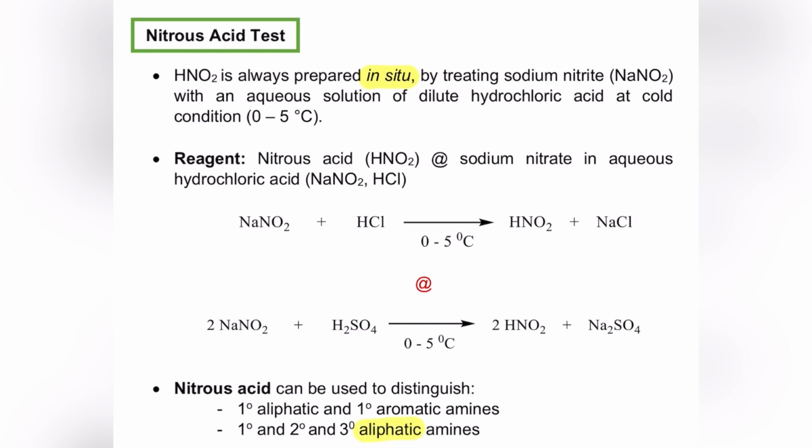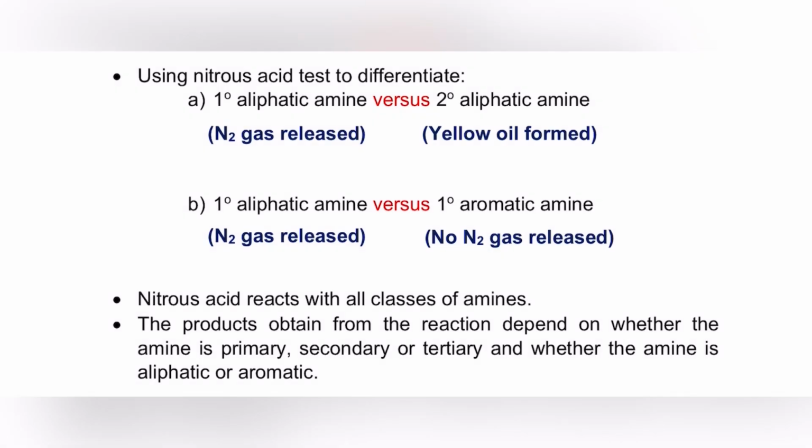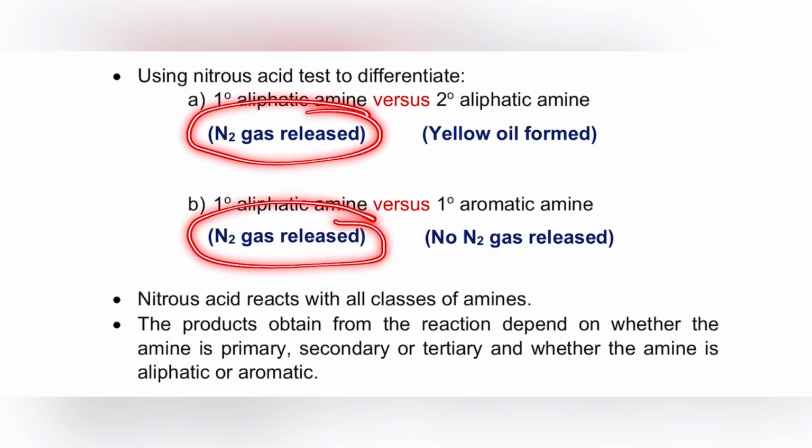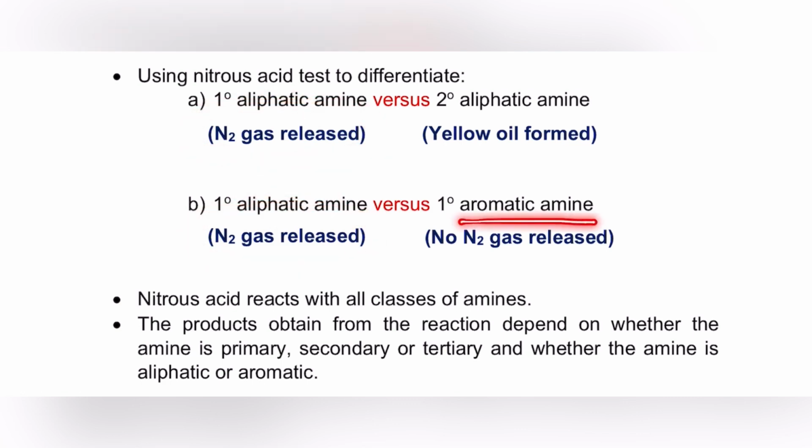So macam mana kita nak apply nitrous acid test? Awak kena faham dulu reaction dia macam mana. So untuk nitrous acid test menggunakan primary aliphatic amine dan secondary aliphatic amine, awak akan nampak dua observation yang berbeza. Untuk primary aliphatic amine, nitrogen gas release. However, for secondary aliphatic amine, awak akan dapat yellow oil. So ini kita akan explain dengan lebih lanjut mengikut equation. Untuk primary aliphatic amine, masih lagi sama, dia hasilkan nitrogen gas yang sama. Tapi untuk primary aromatic amine, dia tidak akan hasilkan apa-apa gas.